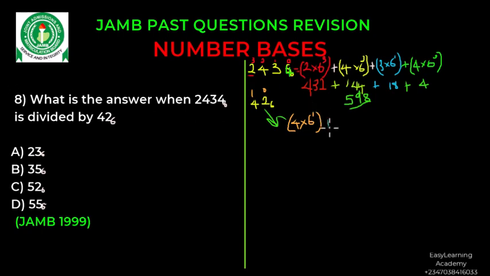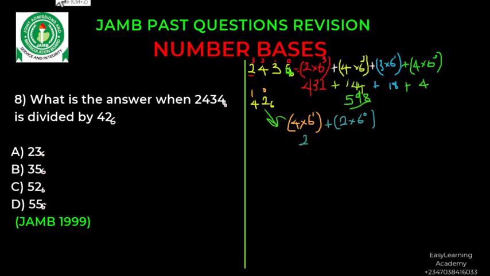So we have plus 2, multiplied still with 6, right? Multiply with 6, and the power now is what? The power here is 0. Okay, so we proceed with this. 6 raised to power 1 is 6. 4 times 6 is 24.